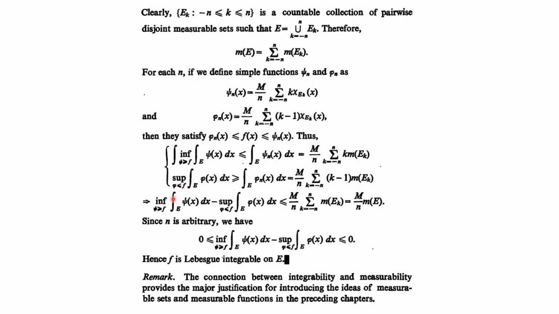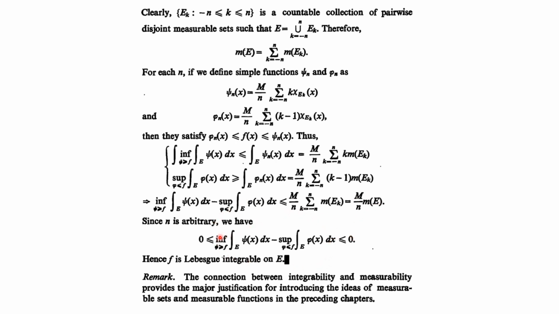So we have this inequality, that the infimum of all the simple functions greater than or equal to f, integral of psi, minus the supremum of all the simple functions phi less than or equal to f, integral of phi, is less than or equal to m by n into measure of E. Since m is finite, measure of E is finite, and our left hand side is independent of n, therefore by taking n tending to infinity we have this value is 0. So this integral is less than or equal to 0.